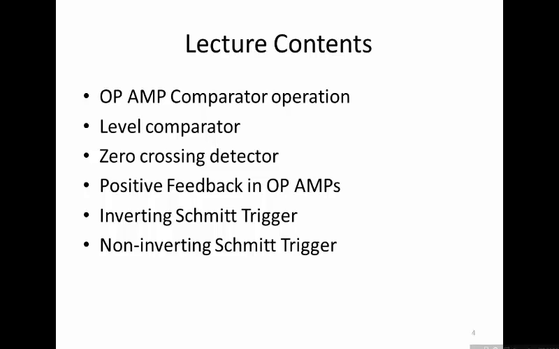These are the lecture contents. Op-amp comparator operation. We will see the application of the op-amp as a level comparator and zero crossing detector. Then we will move on to positive feedback in op-amps, and the application of positive feedback is the Schmitt trigger. We will see the inverting Schmitt trigger and the non-inverting Schmitt trigger.